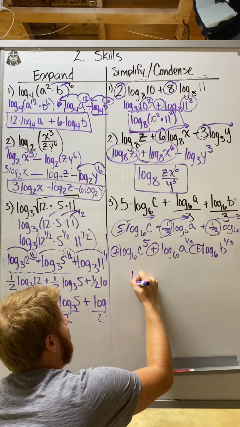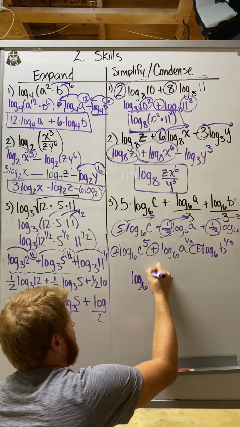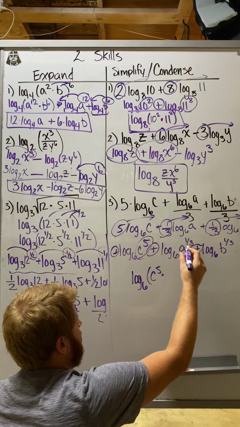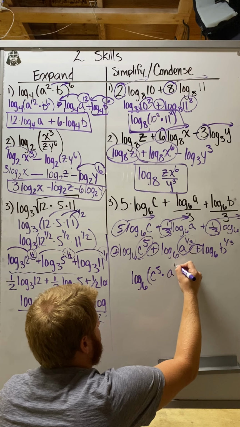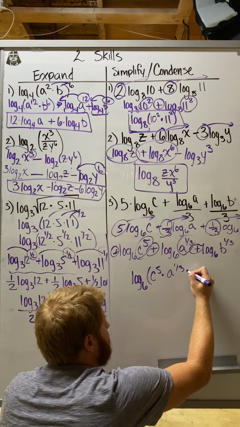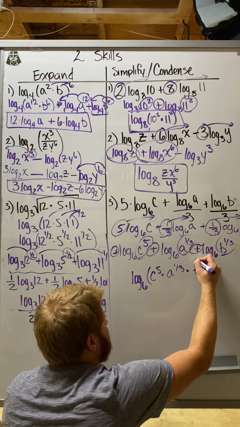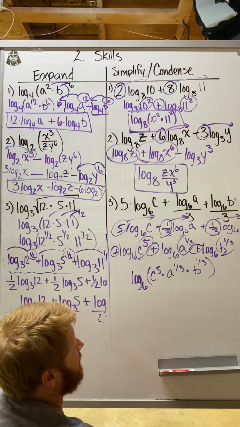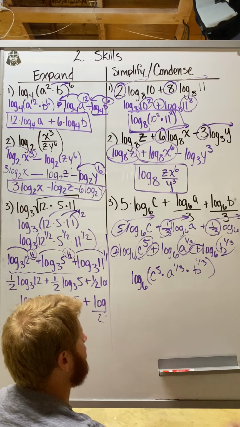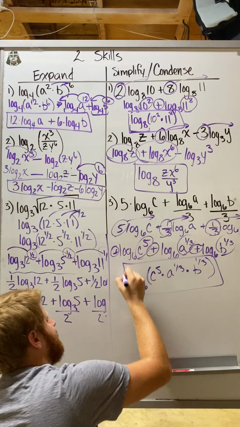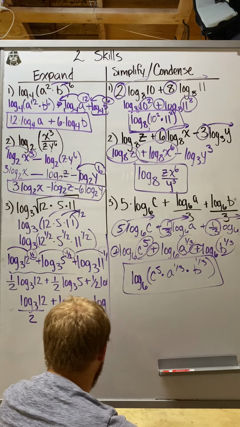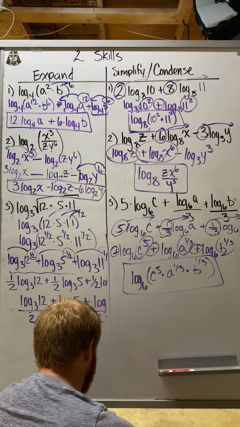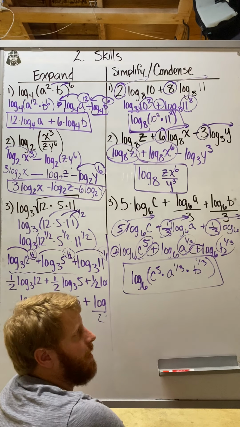So we can actually write all of this out as a single log, base 6 of c to the 5th times a to the 1/3 times b to the 1/3. That looks like a single log to me. You're basically done. This would be an acceptable answer if you were taking tests with me like you would normally using these log things, and you would have been fine.